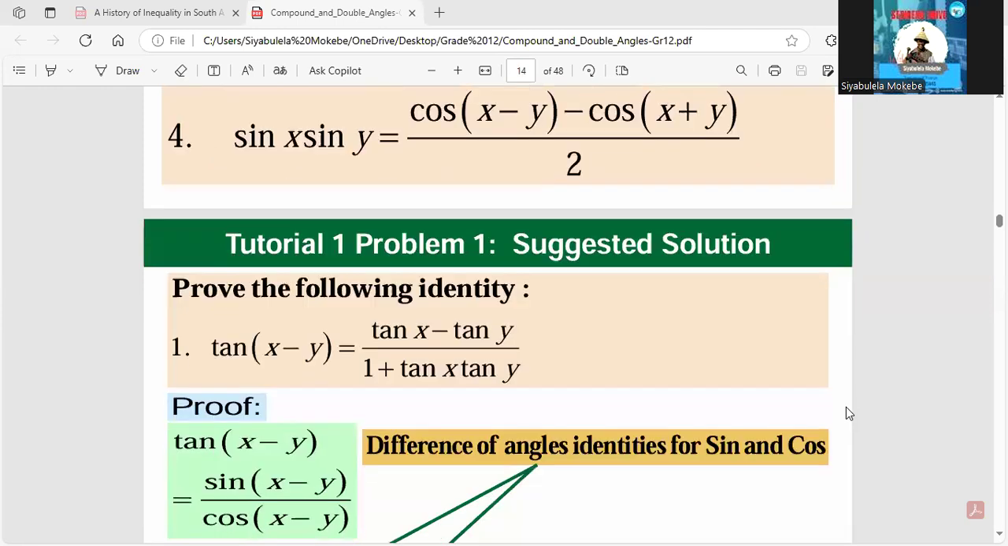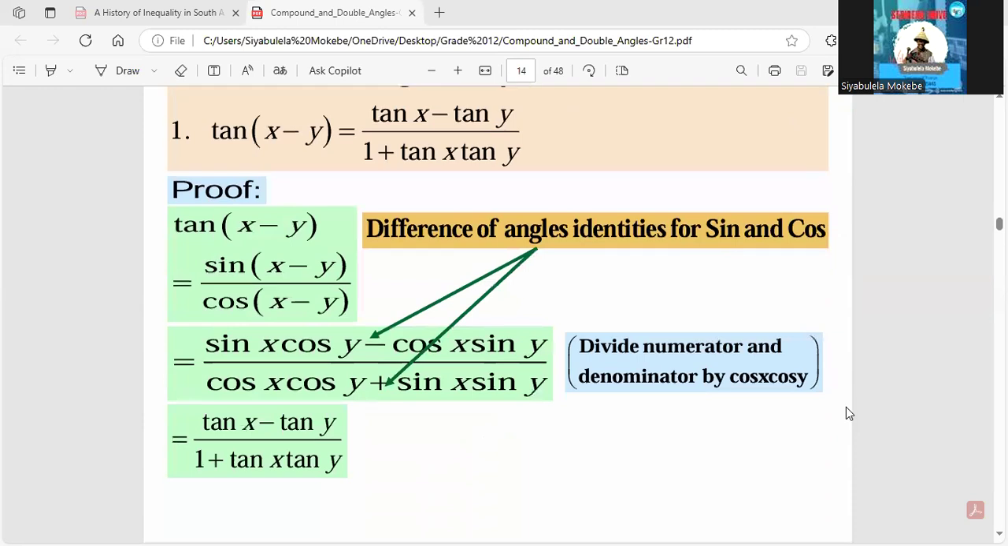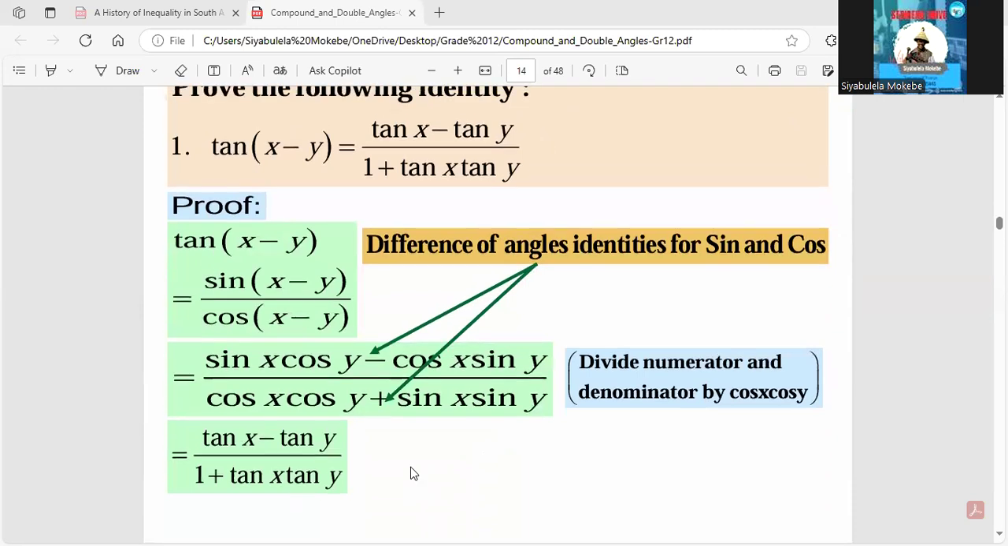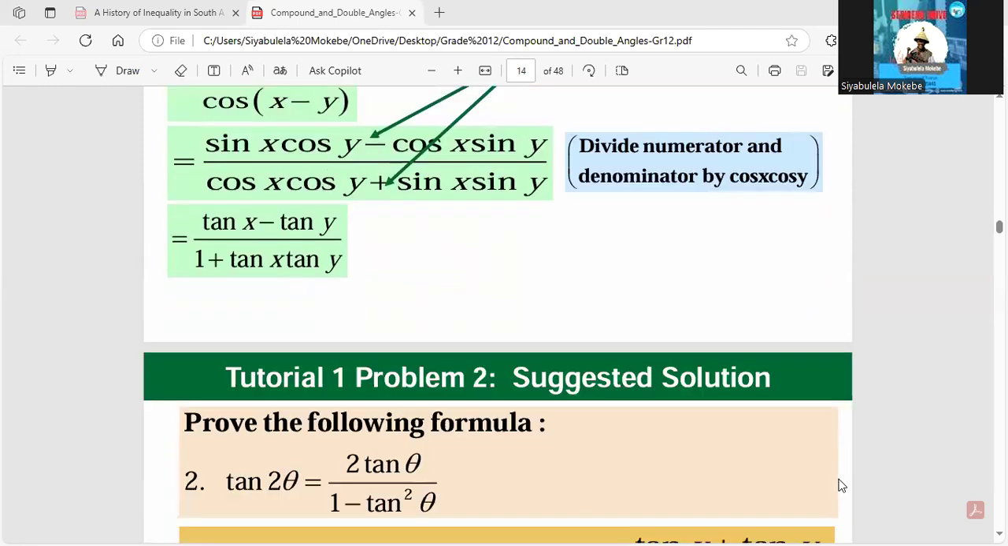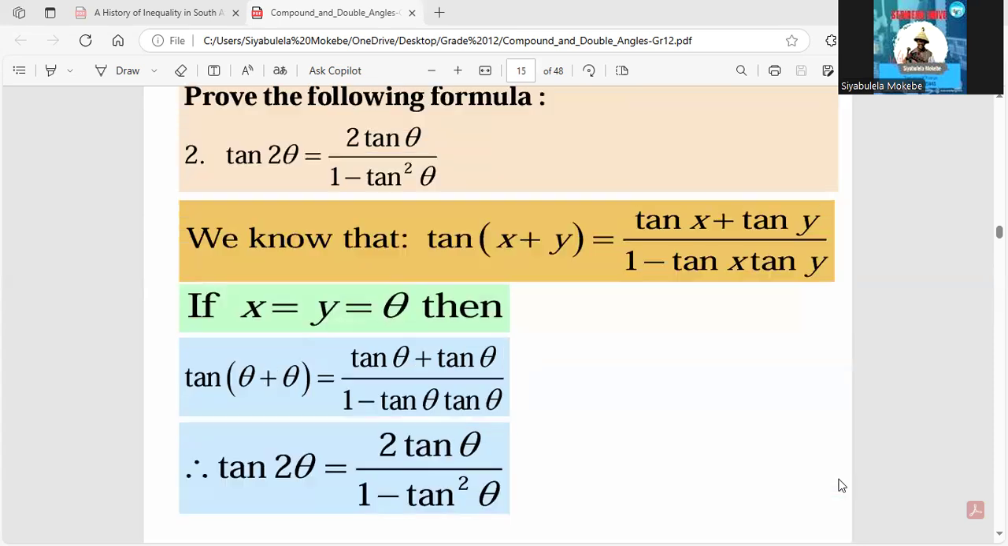So for number 1, I think we've already looked at this one. So yeah, very straightforward. Then number 2, it's the same as the one we did.